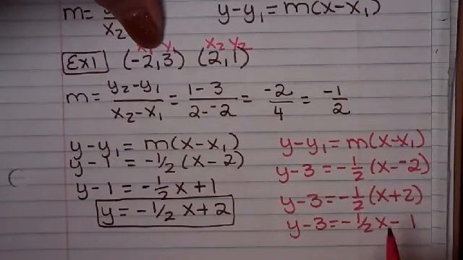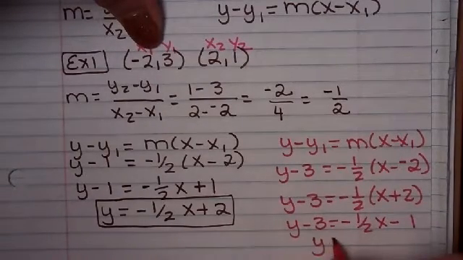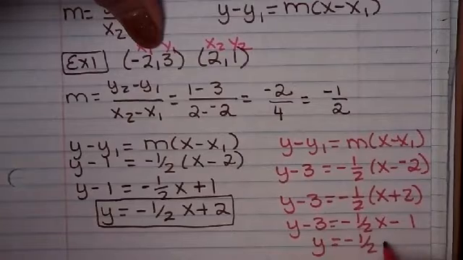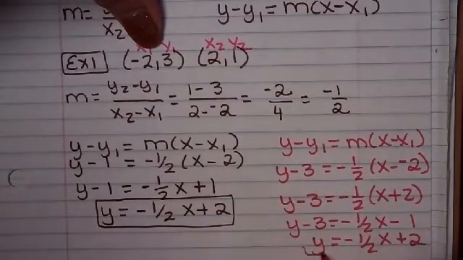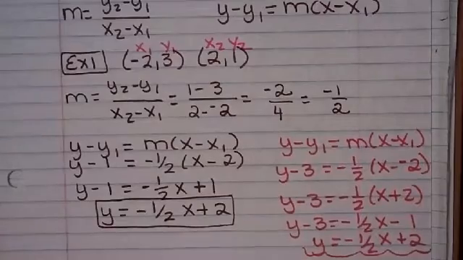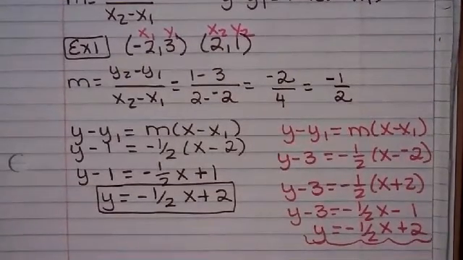If I add the 3 to both sides, I get -1/2 x plus 2. What do you notice right there? They're exactly the same answer. But which one had less work? The point that had only positive numbers had a little bit less work, and working smarter, not harder. That's a great thing to do.